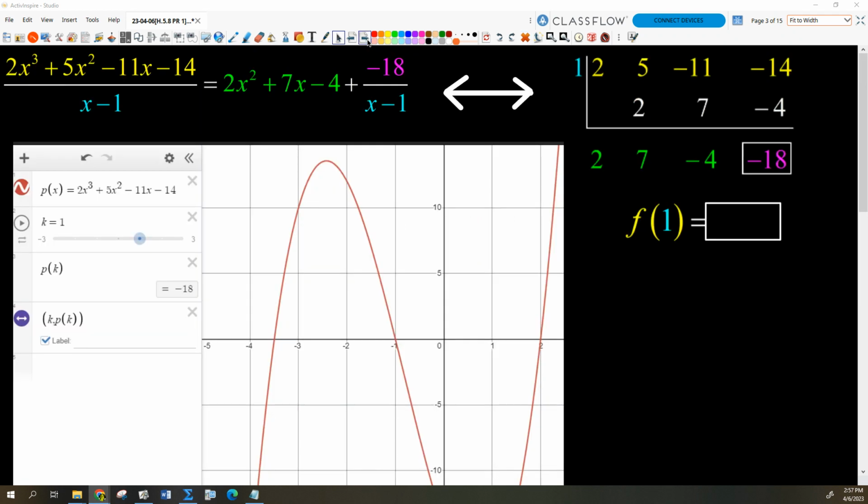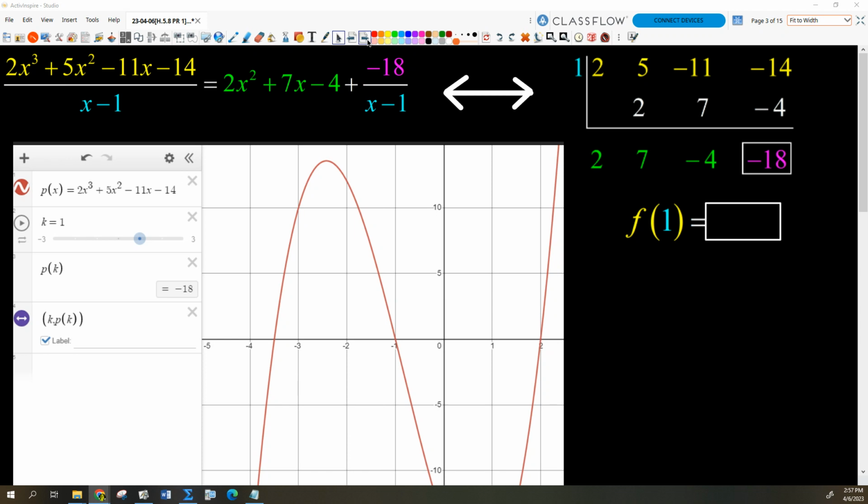Hold that thought. Okay. Let's try another one. Let's just make sure this works. So if I take the yellow polynomial and I divide it by x minus 1, well, if I do the synthetic division, I get the answer 2x squared plus 7x minus 4 plus negative 18 over x minus 1. Most importantly, the remainder is negative 18.